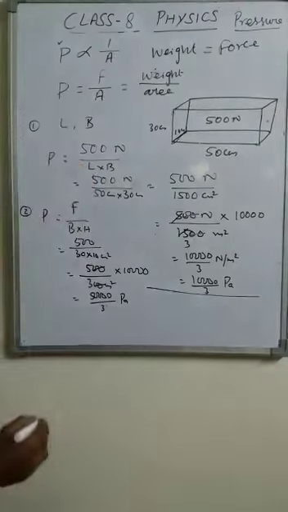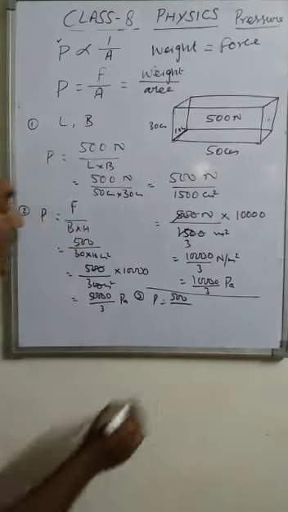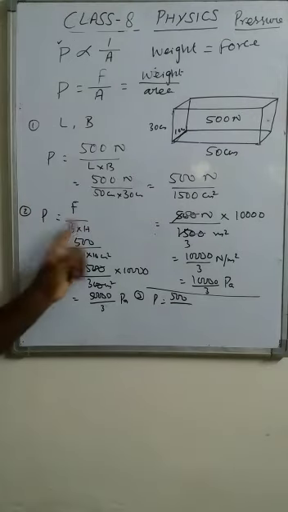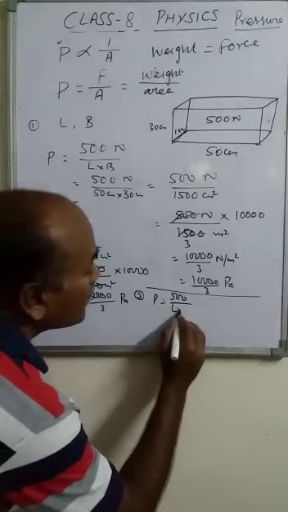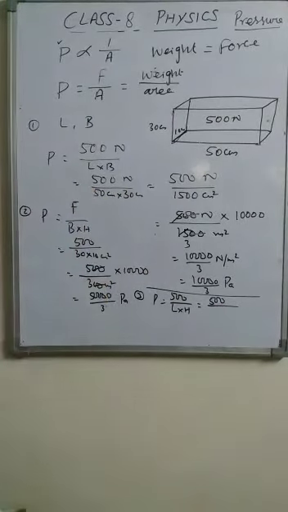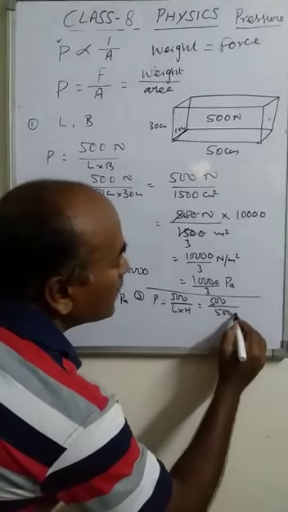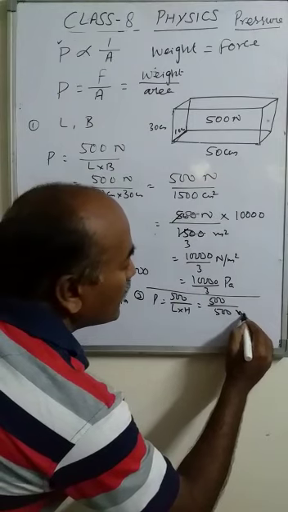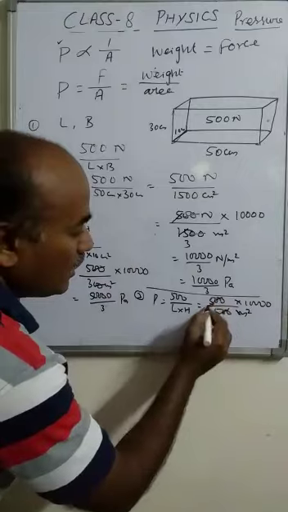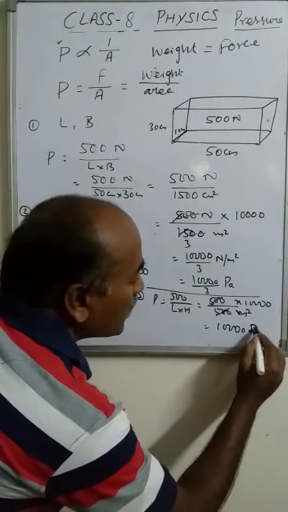If we go to the third case, the first was length and breadth, the second was breadth and height, now length and height. In this case 500 upon length and height, this is 10 and 50. That is 500 centimeter square, and it is changed into meter square by 10,000. Now you see this is 10,000 Newton per meter square, that is equal to Pascal.